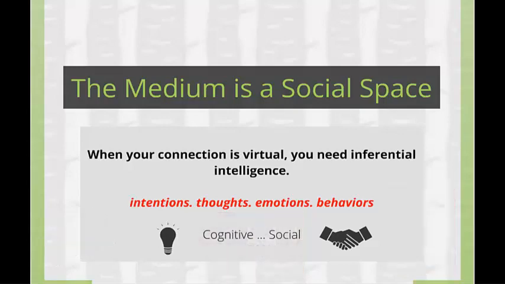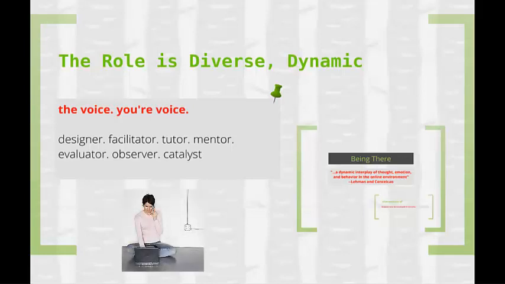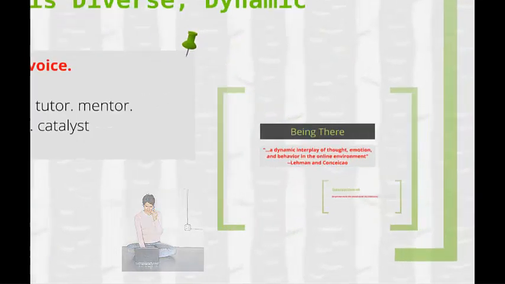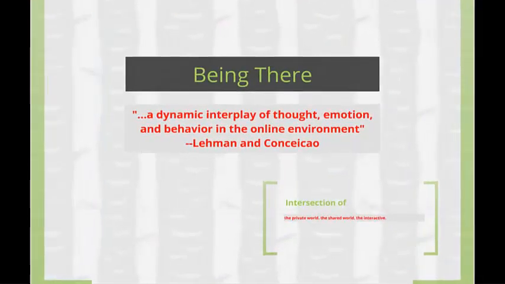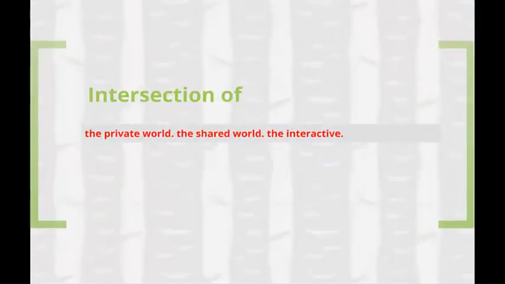In an online environment, there is a lot of potential for content ambiguity and miscommunication. Part of being there, then, for your students is moving into a role that is multifaceted. You are a designer, facilitator, tutor, mentor, evaluator, observer, and perhaps most importantly, you are a catalyst. Being there means you are in a situation where there is a dynamic interplay of thought, emotion, and behavior, and you are at the intersection of the private world, the shared world, and the interactive.